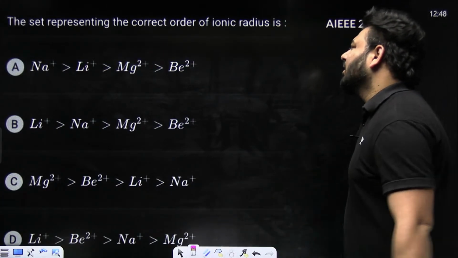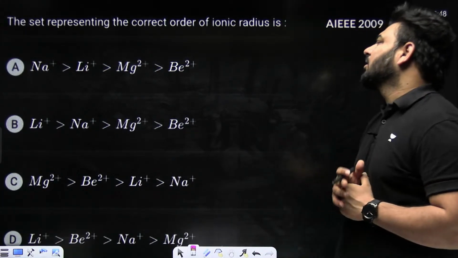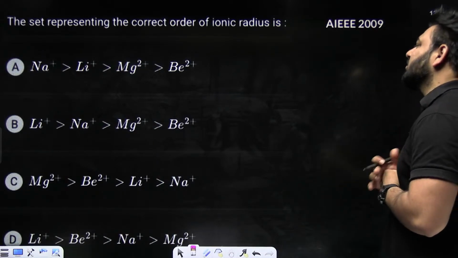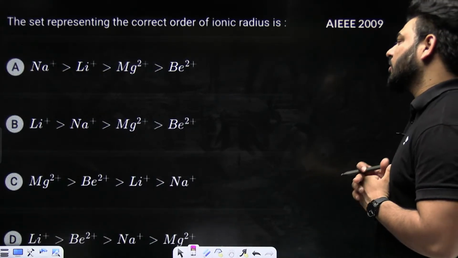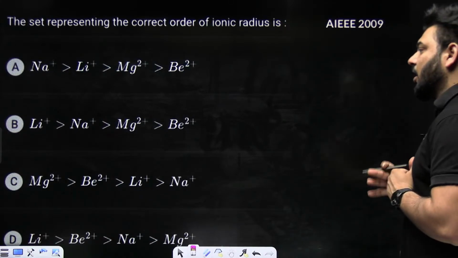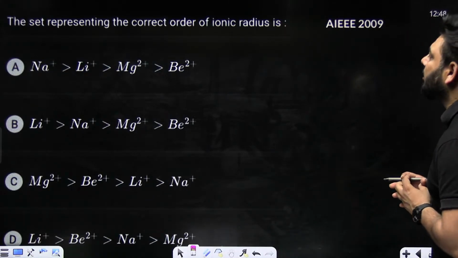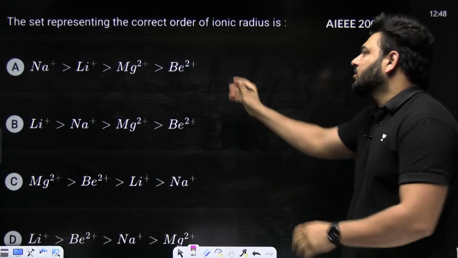Set of correct order of ionic radii. Dekho, lithium plus is less than sodium plus. Sodium plus is more than magnesium plus. Beryllium is smaller than this. So actually, the largest will be Na positive. Na positive will have the set of correct ionic radii, and this is the only answer, yaar.